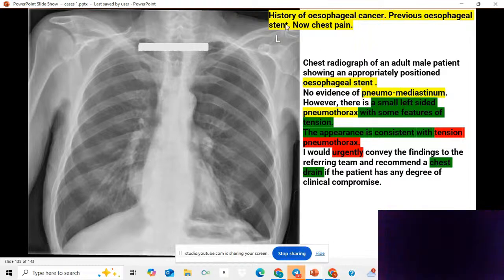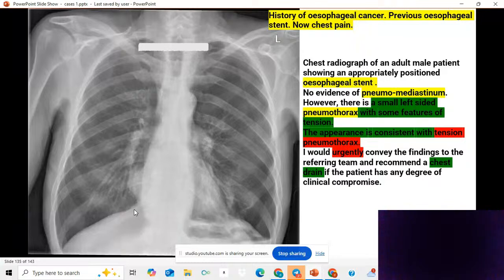So the first case: history of esophageal cancer with previous esophageal stent, and now there's chest pain. Chest radiograph of an adult male patient showing an appropriately positioned esophageal stent. The first thing you need to look for is pneumomediastinum.